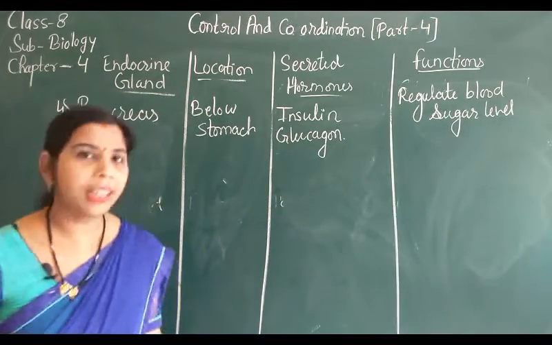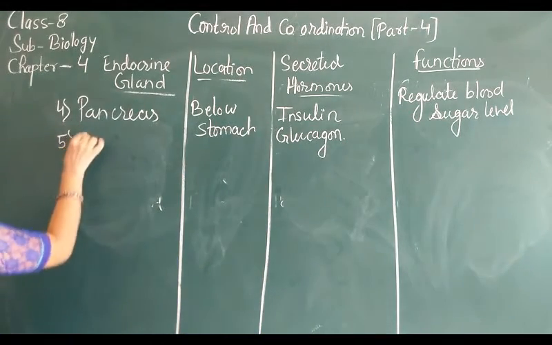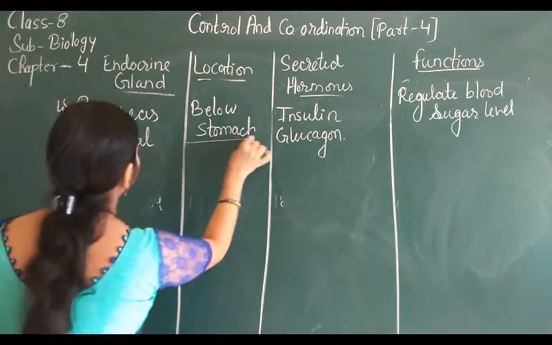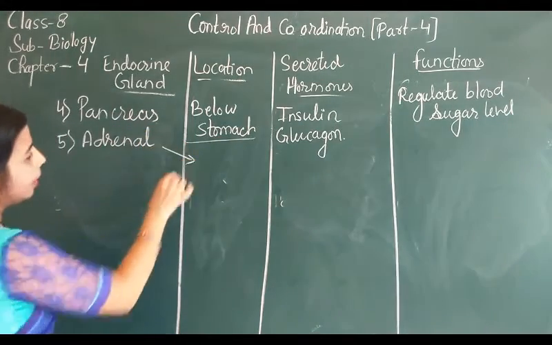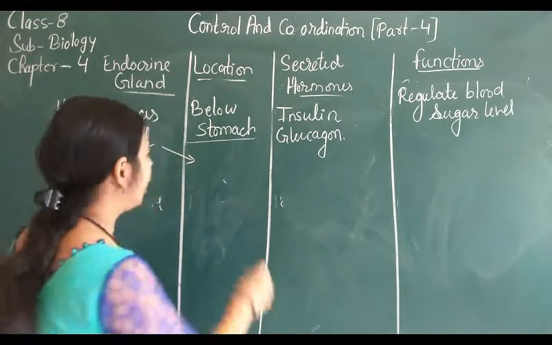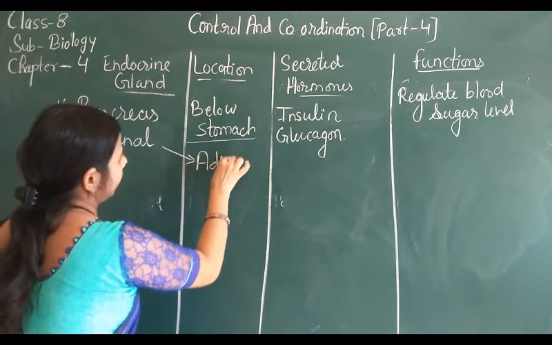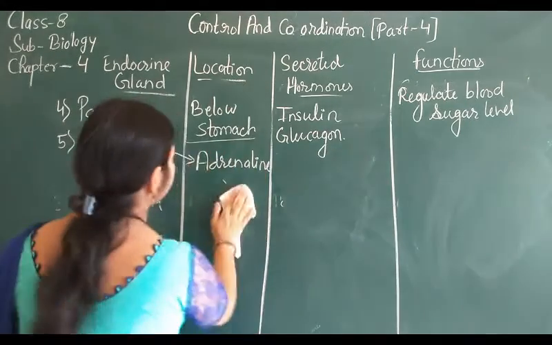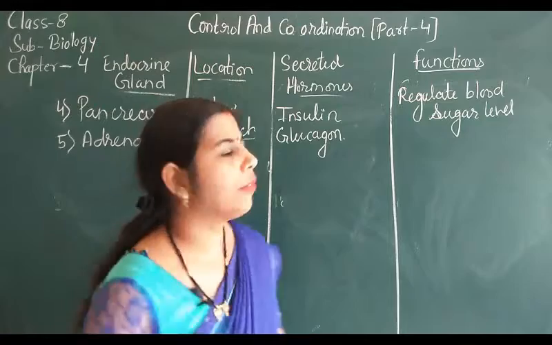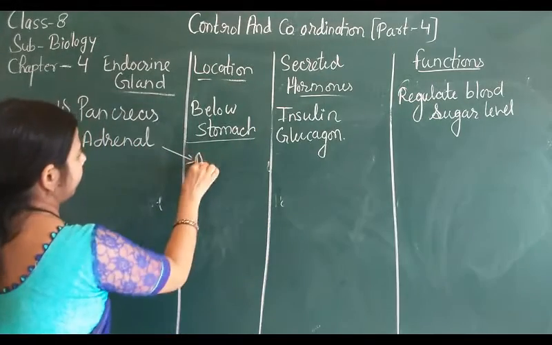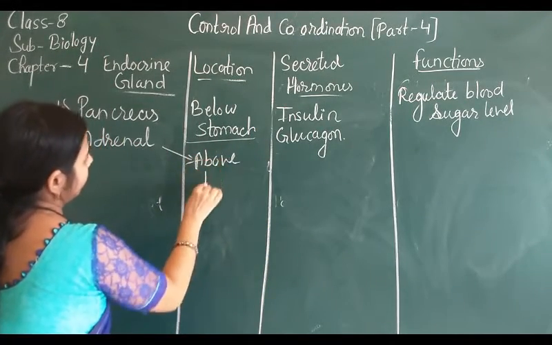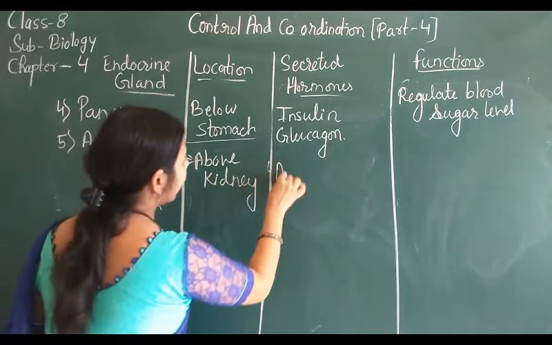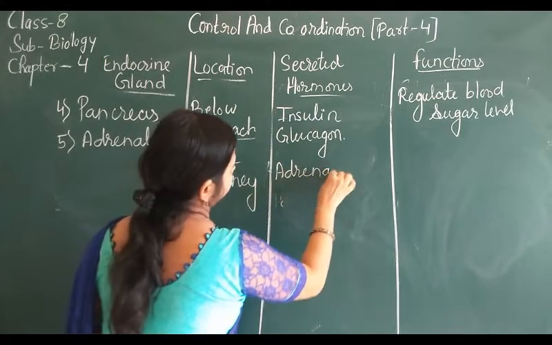Now the next gland is the adrenal gland. This adrenal gland is going to secrete the hormone named adrenaline. Oh sorry, the location, first I have to write the location. The location of adrenal gland is above the kidney. Now the hormone secreted by adrenal gland is adrenaline.